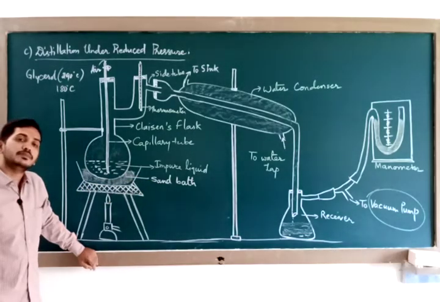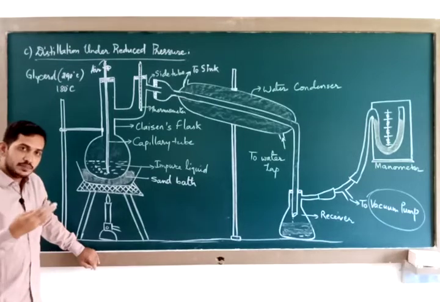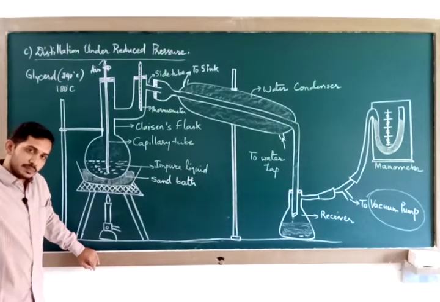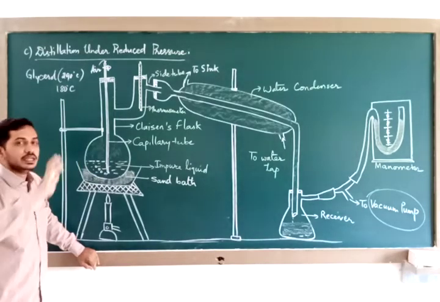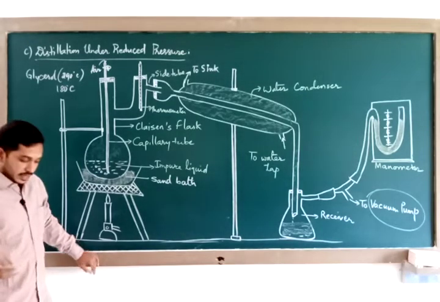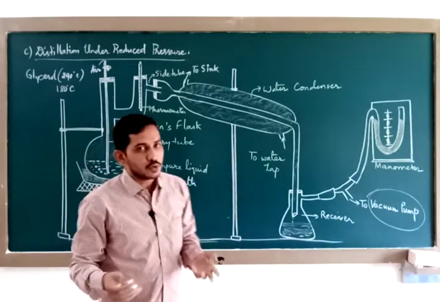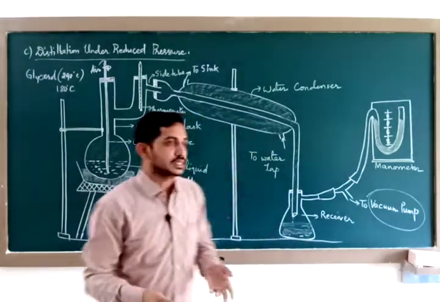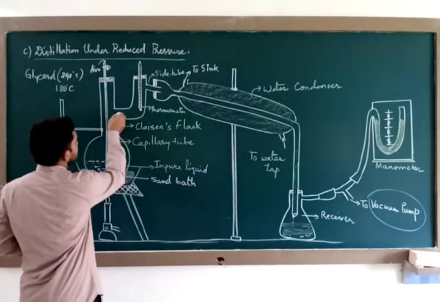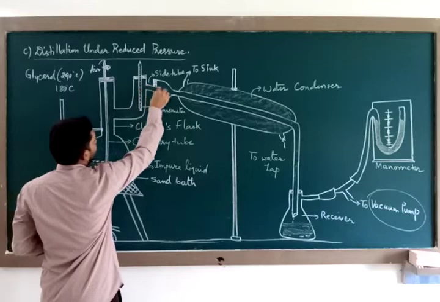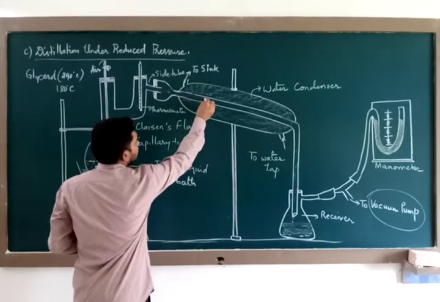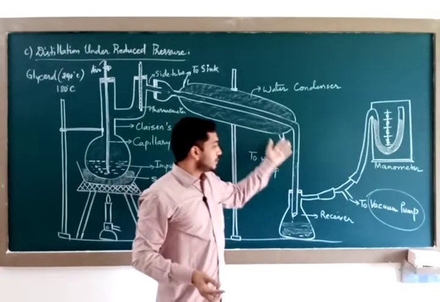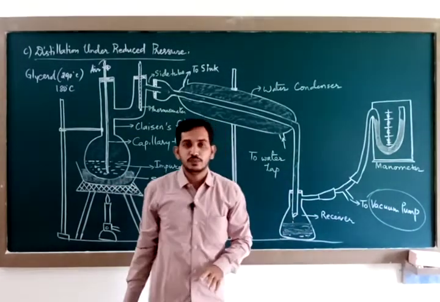Who regulates the flow of air inside? It is the capillary tube. And who controls the pressure from above the surface of the liquid? It is the manometer. So under reduced pressure, glycerol which would boil at 290 degrees Celsius will now boil at 180 degrees Celsius. The vapors of glycerol will pass through the Claisen's tube into the water condenser. In the water condenser, those vapors will condense back into liquid, and the same liquid is collected in the receiver.